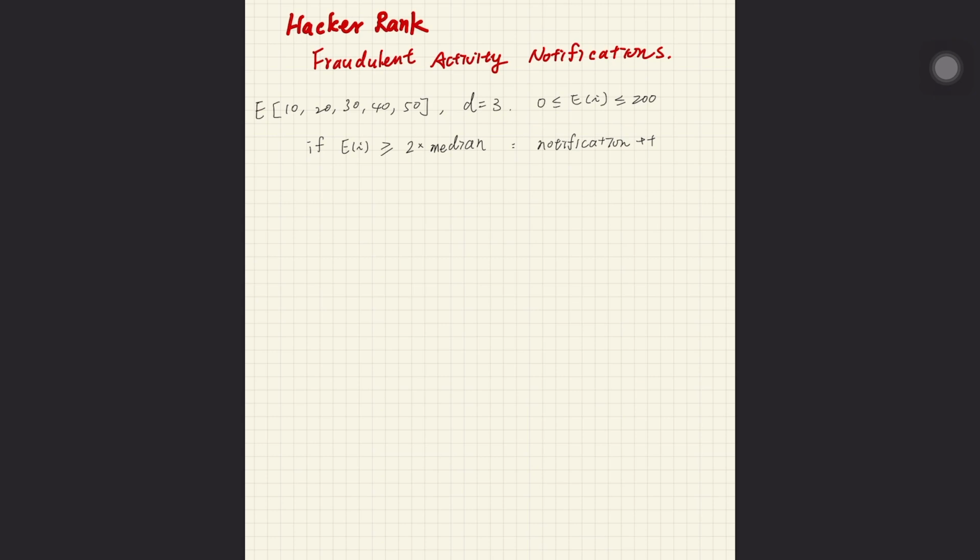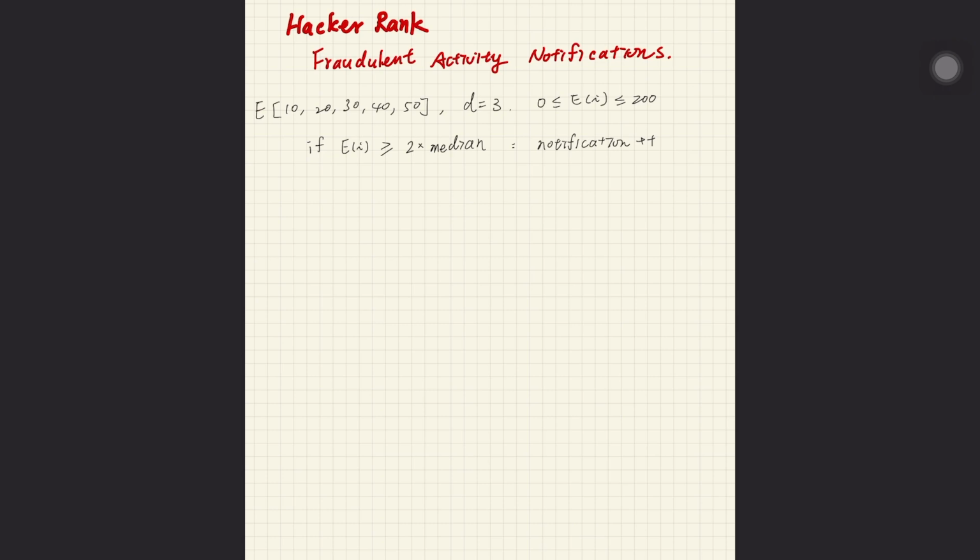This is a simple example because the array here is already sorted, but it is not guaranteed to be sorted. So the difficult part of this question is finding the median number without sorting multiple times, because we have to move our window. We don't want to sort the array every time we move the window. So that is the difficult part.